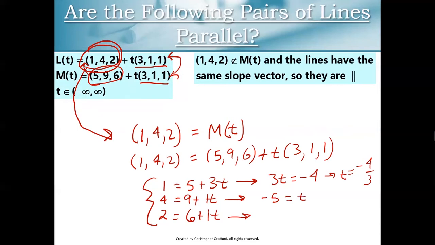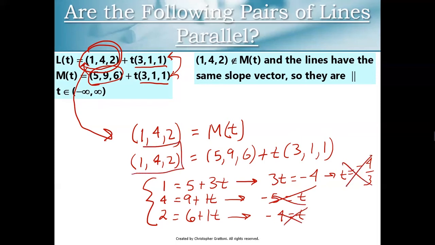And for the last equation, you would get negative 4 is equal to t. Well, this is supposed to be a simultaneous set of equations here. Basically, we're supposed to find a t value that satisfies all three equations at once. We just got 3 different answers. So this is not going to happen.